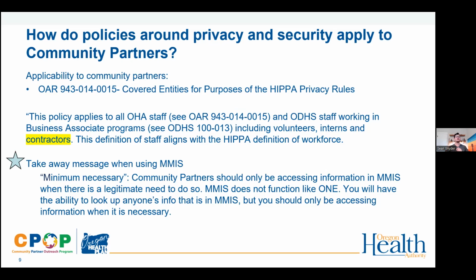So community partners should only be accessing information in MMIS, and that goes for any of the systems that we have access to, when there is a legitimate reason to do so. We won't be looking up family members or any other information unless it's part of the purview of our positions or our jobs. MMIS does not function like the one. You will have the ability to look up anyone's information that is in MMIS, but you should only be accessing information when it is necessary and when you've been requested by a community member. Okay, so.